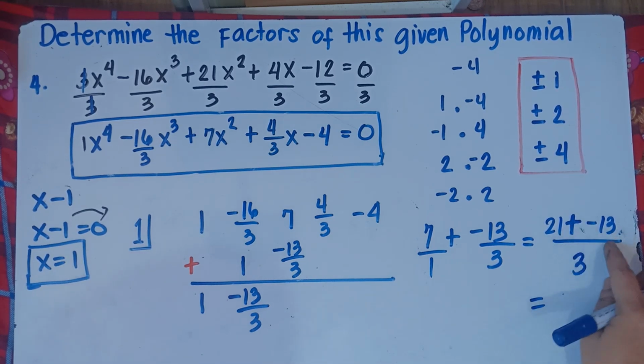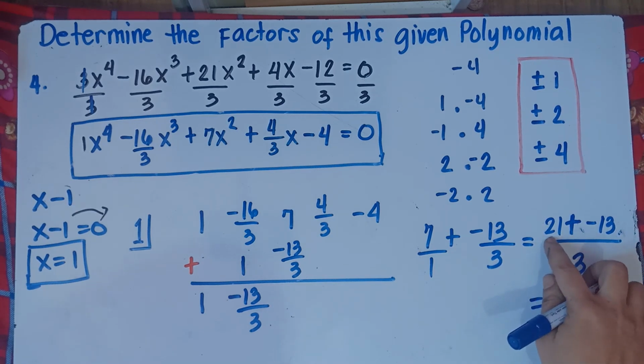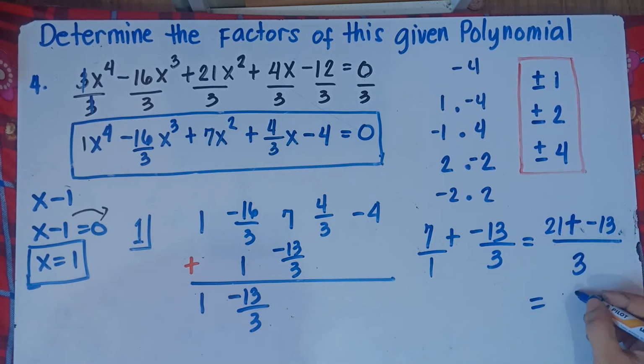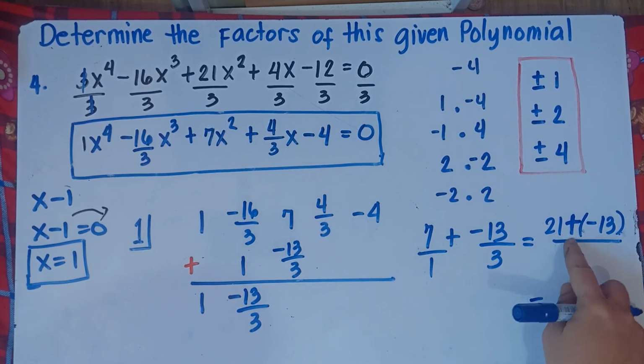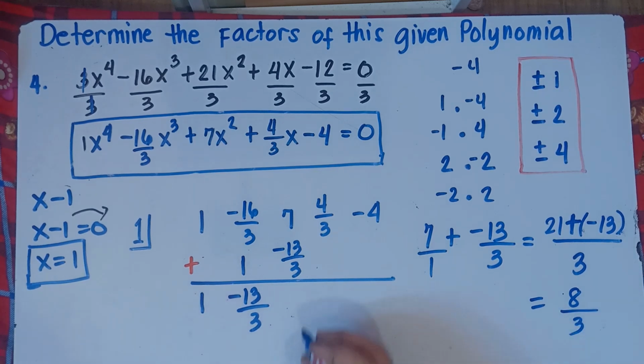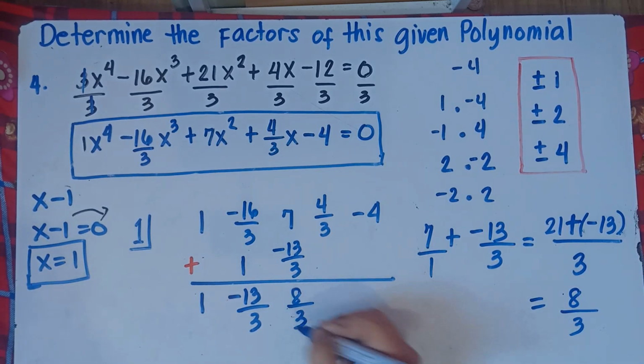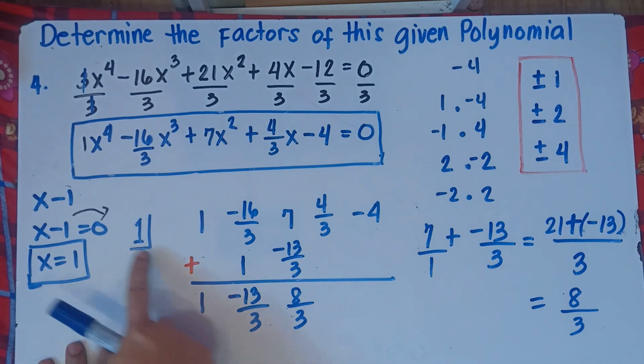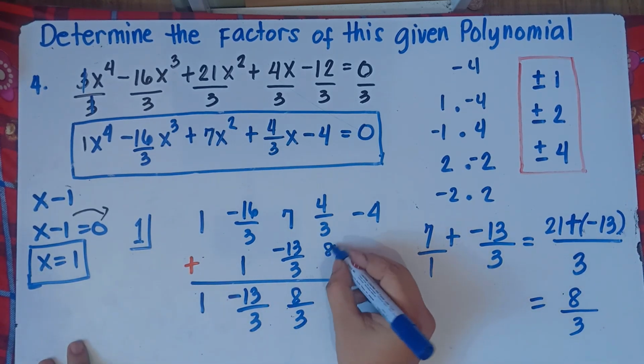If the signs are not the same, you subtract, then copy the sign of the larger number. So once again, 21 minus 13, that is 8. Then 21 is greater than 13, we have positive 8. But if you're confused, you can put parentheses, class. So this will be 21 plus negative 13. Signs are not the same, you subtract. 21 minus 13, that is 8. 21 is greater than 13, we have positive 8 over 3. So this will be 8 over 3. Then you multiply 1 times 8 over 3, that's 8 over 3.